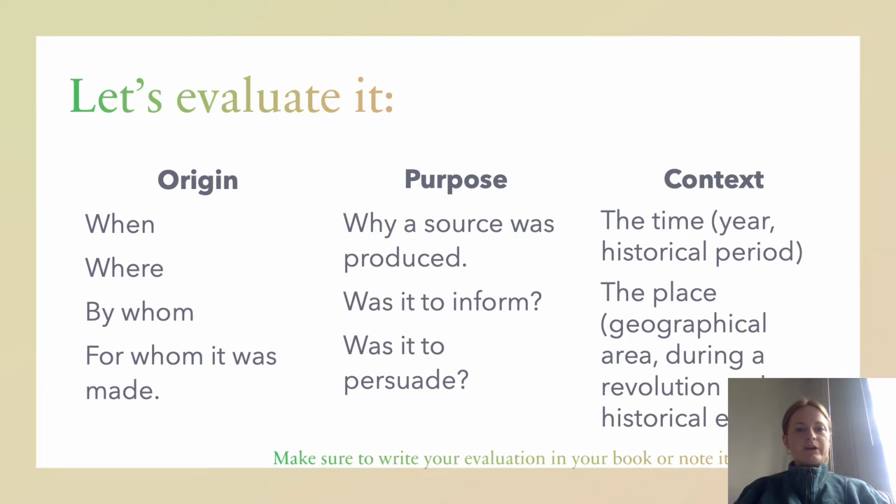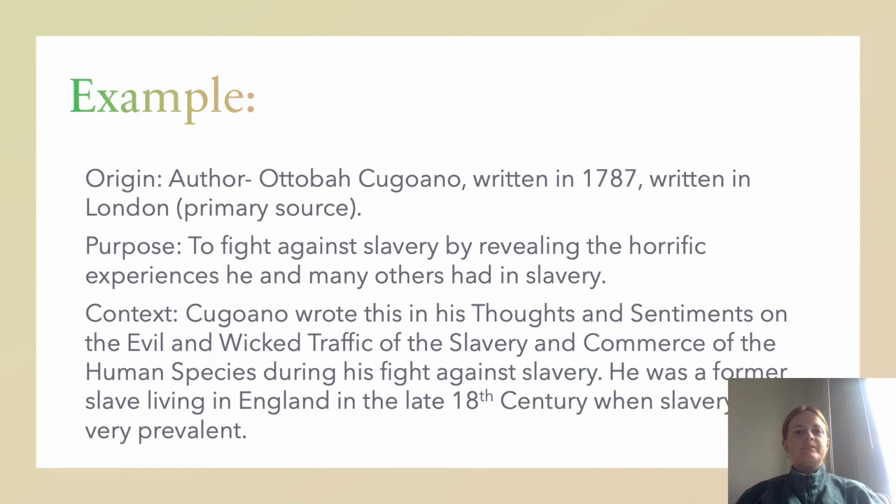Make sure to write your evaluation in your book or note it on the source. Here is my example evaluation. The origin, the author, is Ottobah Cugoano, written in 1787 and in London, which means it's a primary source. Its purpose is to fight against slavery by revealing the horrific experiences he and many others had in slavery.